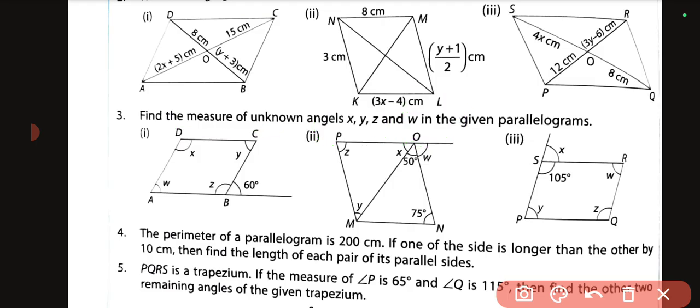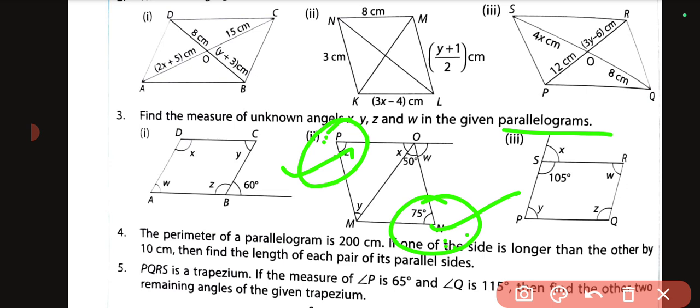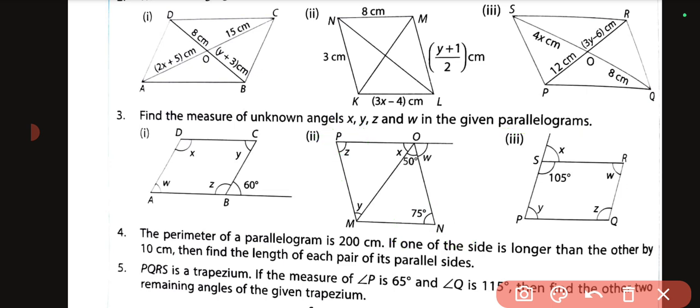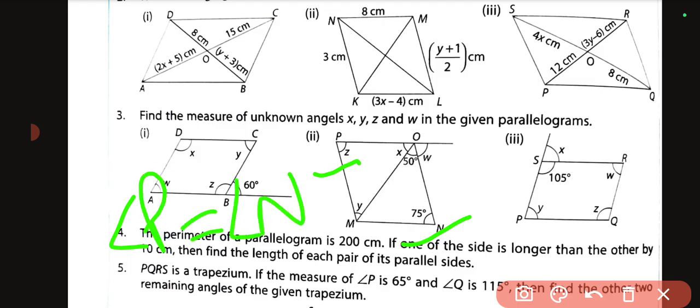So in this figure, angle N and angle P are opposite angles. This is a parallelogram. So one property of parallelogram, opposite angles are equal. So angle P is equal to angle N. What is value of N? It is 75. So value of Z is equal to 75.